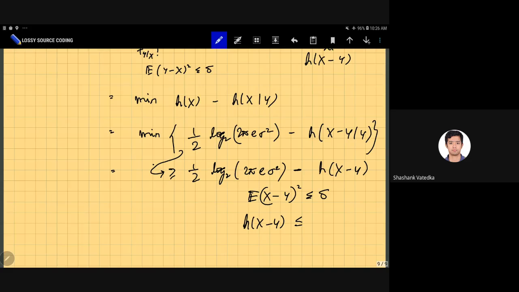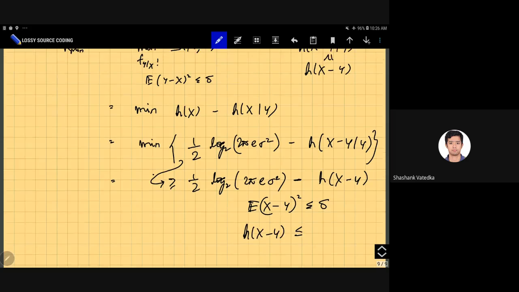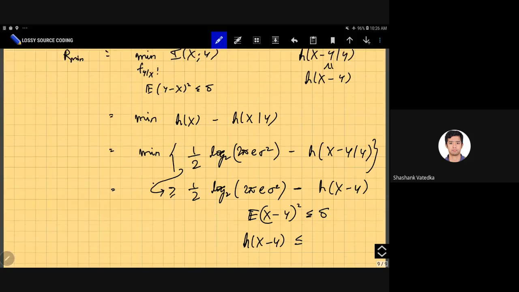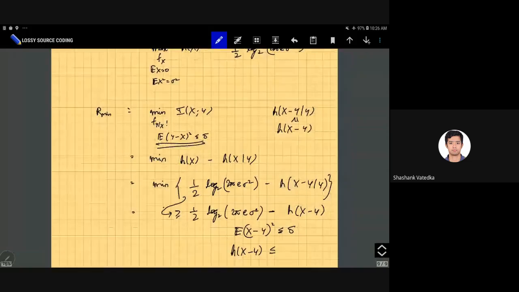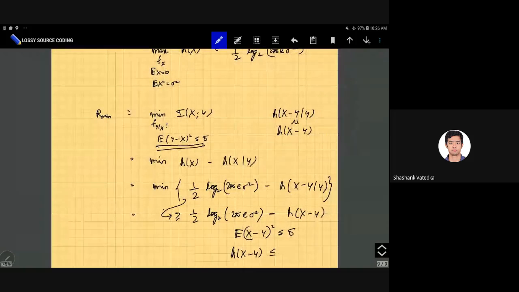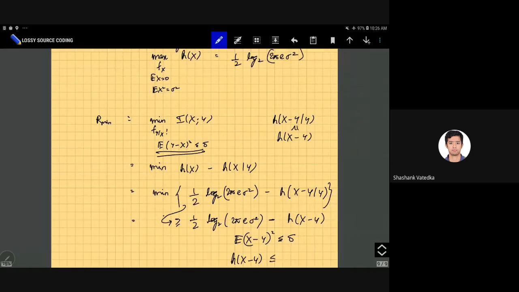So we have a random variable x minus y, right? And we know that in order to satisfy the distortion constraint, so note that this is what we are minimizing over. In order to satisfy the distortion constraint, the expected value of y minus x the whole squared should be less than or equal to delta, right? So now can you tell me, can you give me an upper bound for h of x minus y?